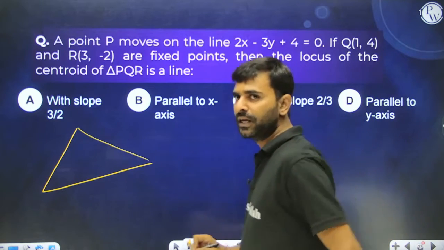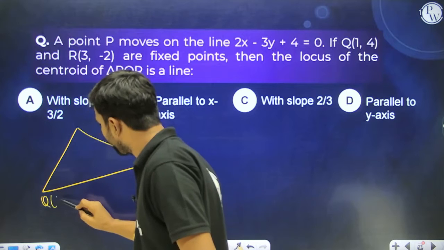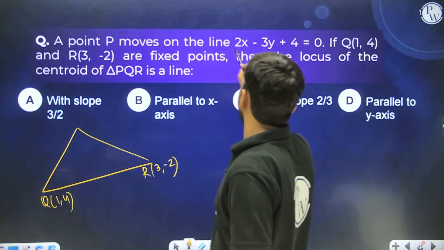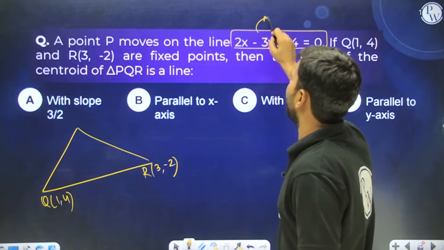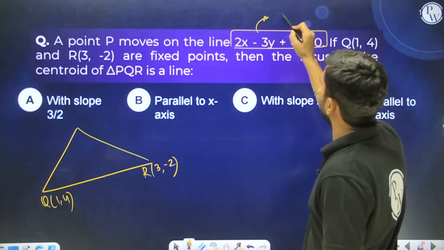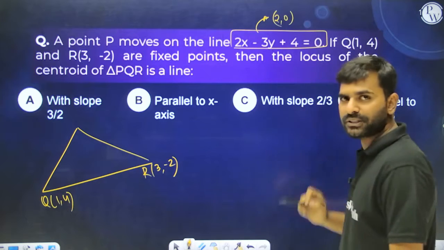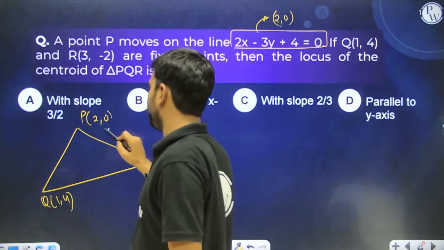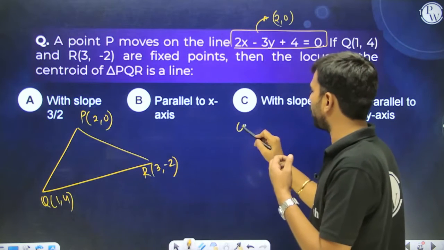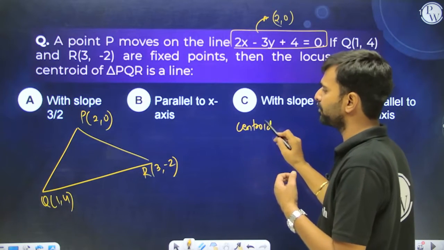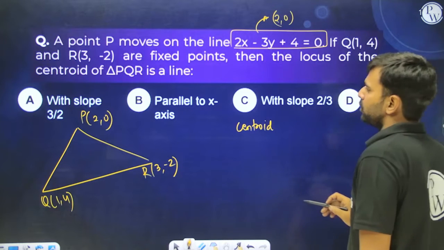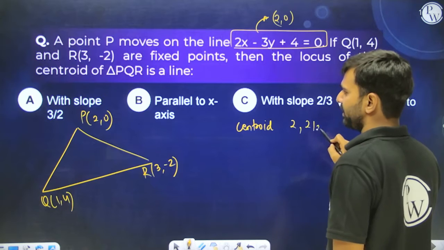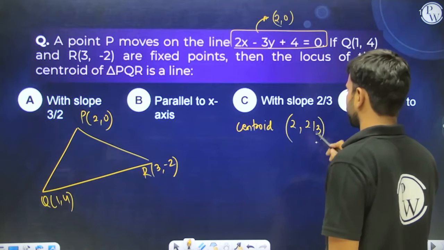Q's coordinates are given to me as (1, 4). R's coordinates are given to me as (3, -2). Now P can be any point on this particular line, yes or no? So it can be (2, 0) as well, because (2, 0) is a point which satisfies this particular line. So let's take P equal to (2, 0). In that case, the coordinates of the centroid will be what? Can you find out? (4, 2), (6, 6) by 3, that is 2, and this is going to be 2 by 3. Yes or no? Okay. So these are the coordinates.